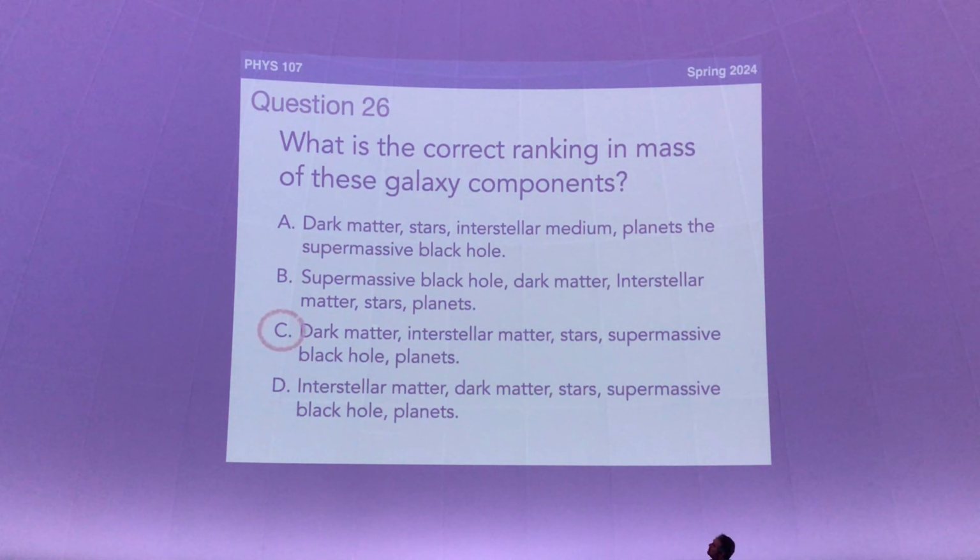So you picked it. It has to start with dark matter, and then interstellar matter, gas, is next, and then hopefully that got you into the right order. There is more gas than there are stars, and supermassive black holes and planets are sort of the rounding error.